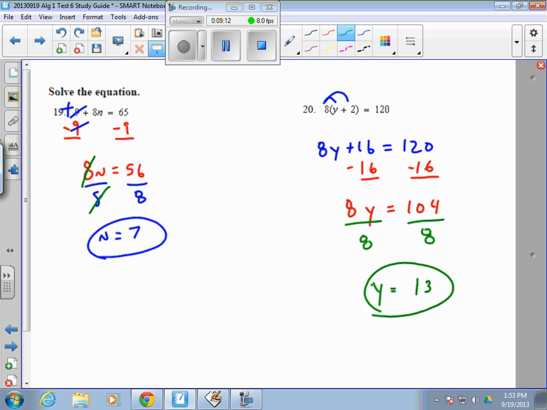8 times y is 8y. 8 times 2 is 16, equals 120. Undo plus 16 by subtracting it on both sides. It'll cancel. 8y equals 104. Undo 8 times something by dividing by 8 on both sides. Y equals 104 divided by 8, which is 13.